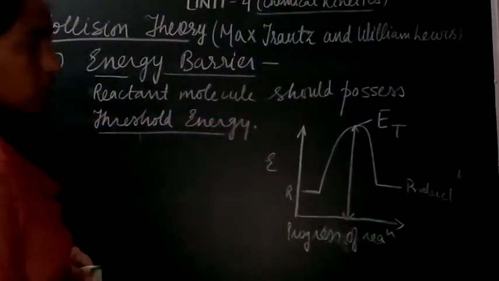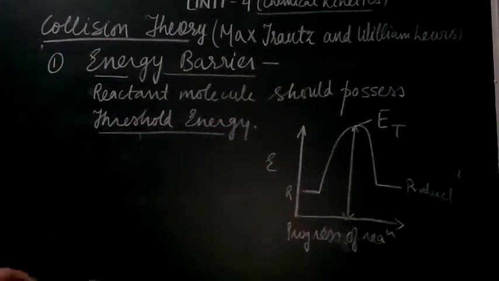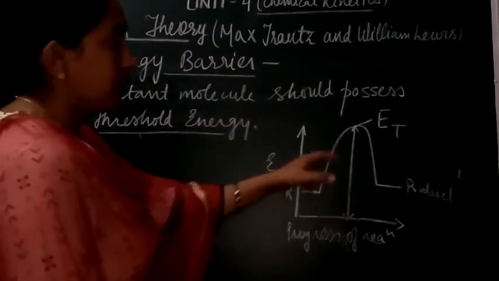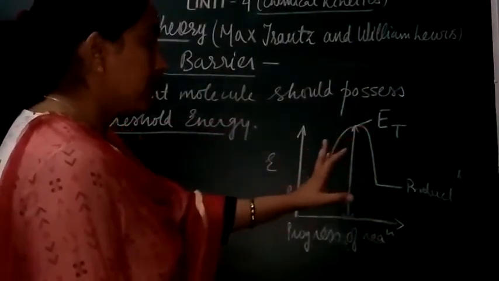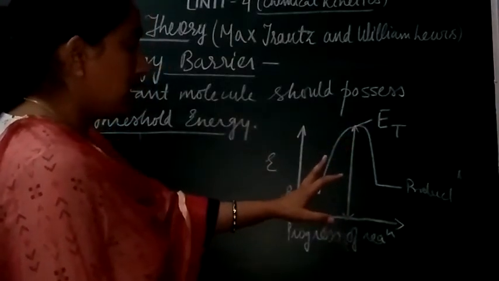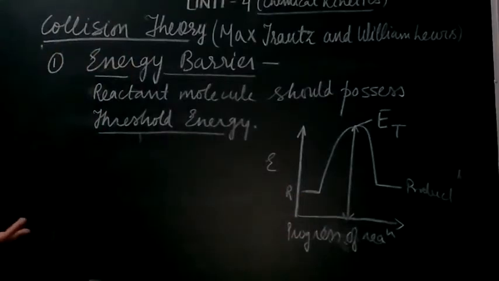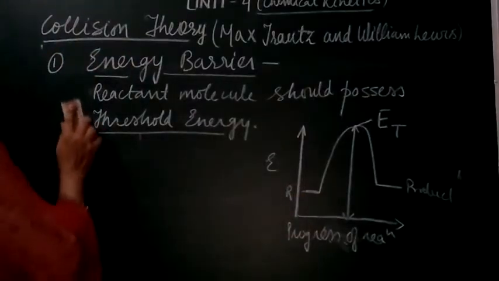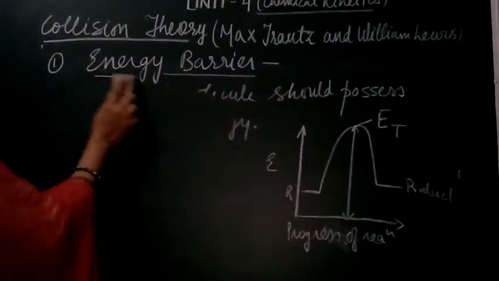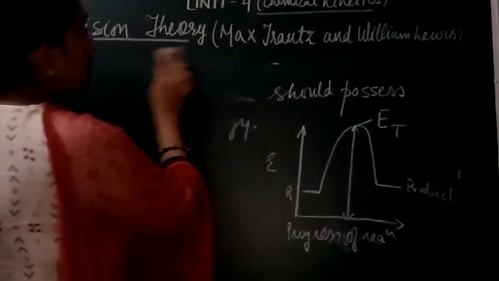So this is the threshold energy, right? If this much energy will be possessed by the reactant, then only the product will be formed. Otherwise, the reactants are not going to get changed into product without external influence. I hope you're understanding what is external influence. Yes, it is the presence of the catalyst.